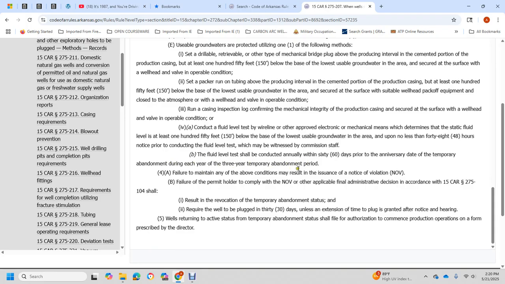Failure to maintain the above conditions may result in the issue of a notice of violation. Failure to comply with the notice of violation and other applicable administrative decisions, according to Title 15 Code Arkansas Rule 275-104, shall: 1. Result in the revocation of the temporary abandonment status. 2. Require the well plugged in 30 days unless an extension of time to plug is granted after notice and hearing. Wells retaining the active status of temporary abandonment shall file with the authorization commitment production in the form prescribed by the director.